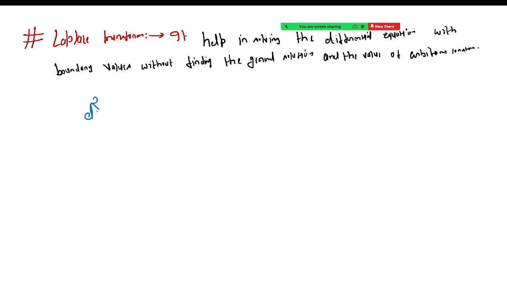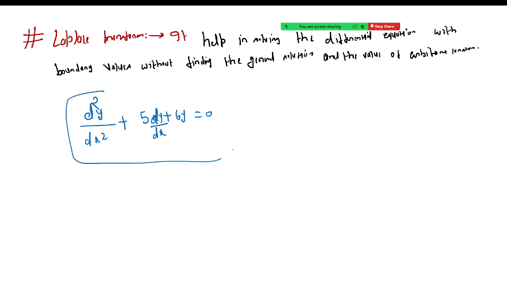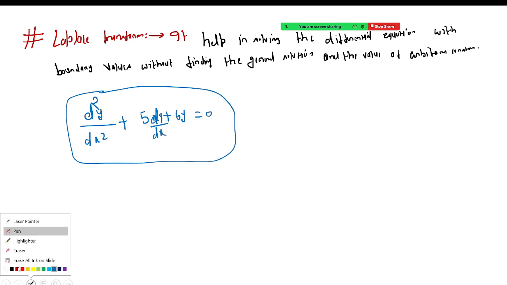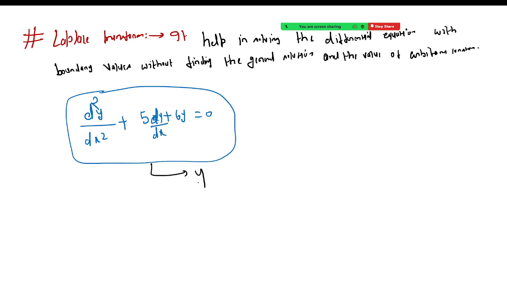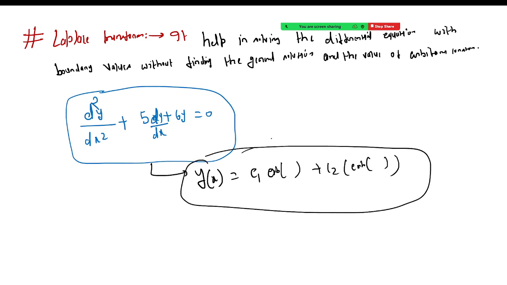Let's say your equation is d2y upon dx square plus 5 dy by dx plus 6y, that is equals to 0, let's say, right? Now if you want to solve this particular equation, so what happens, you will get a general solution, that is y of x, that is equals to c1 exponential something plus c2 exponential something, let's say. So this is your general solution.